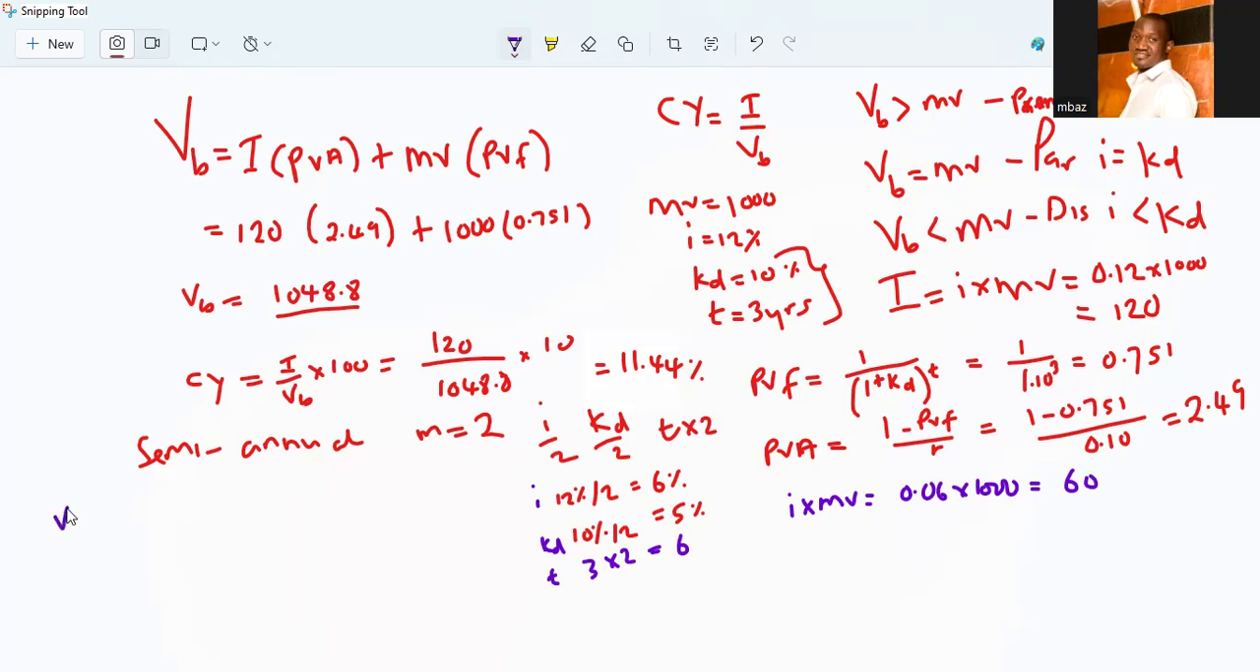So the value of the bond, here we're going to put 60 plus 1,000. Okay, somebody help us. How do we calculate the interest factor? So present value factor would be 1 over 1 plus KD or R, to the power time.